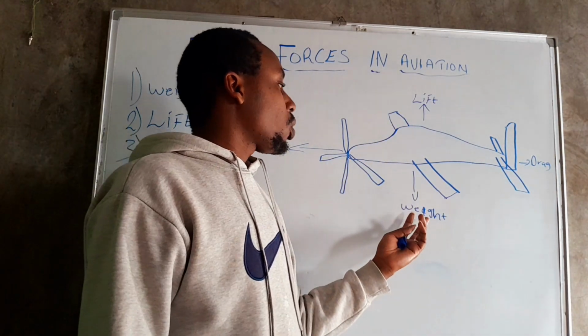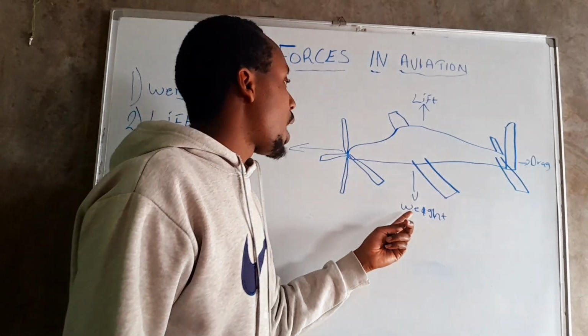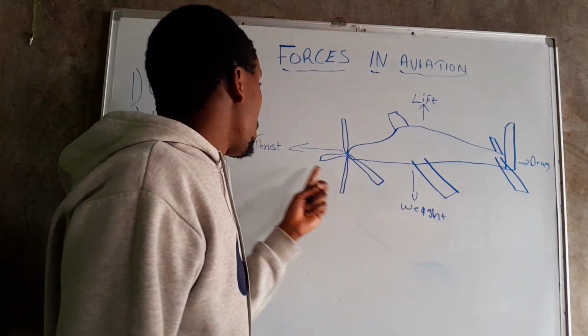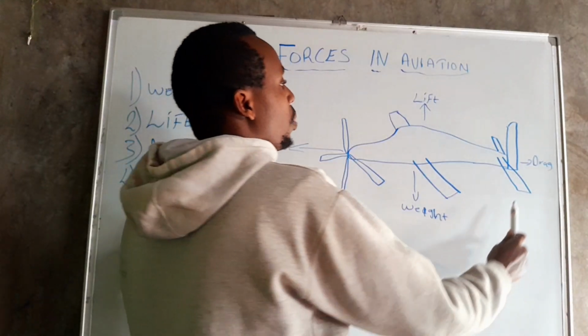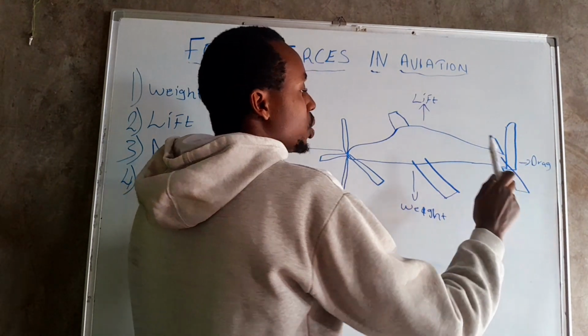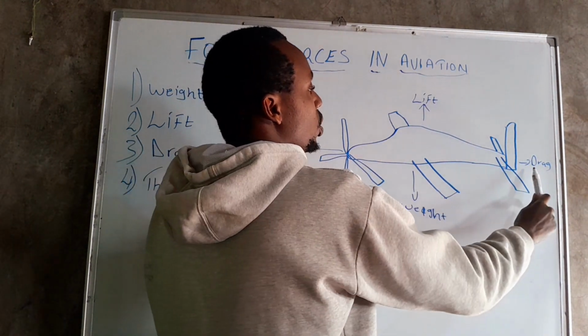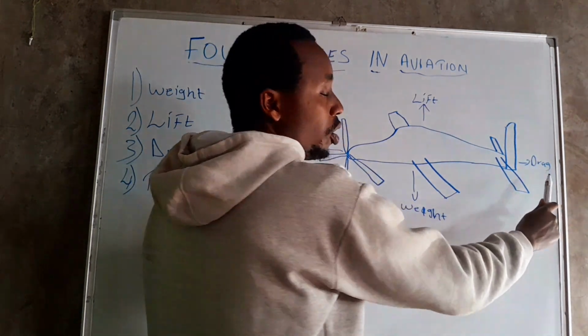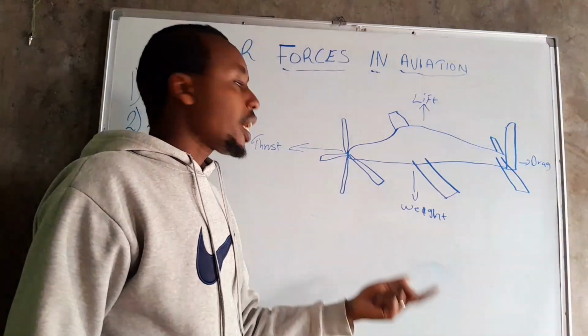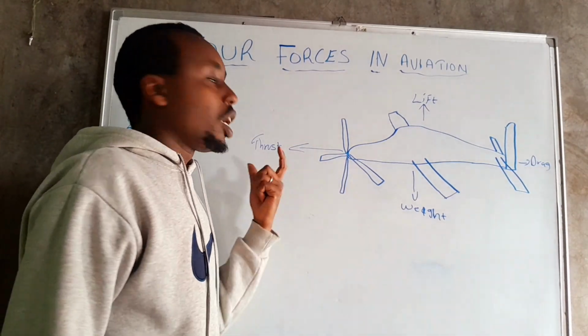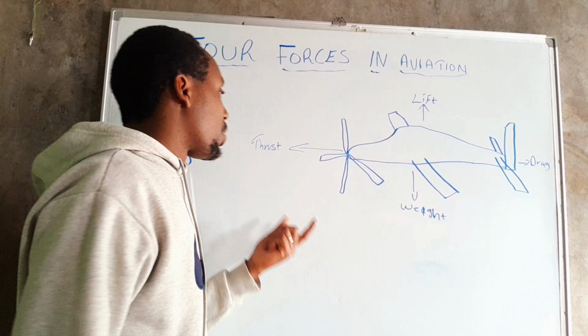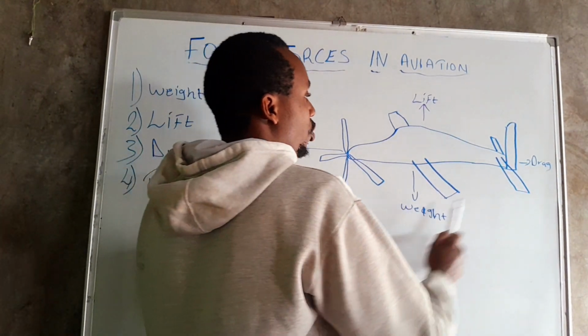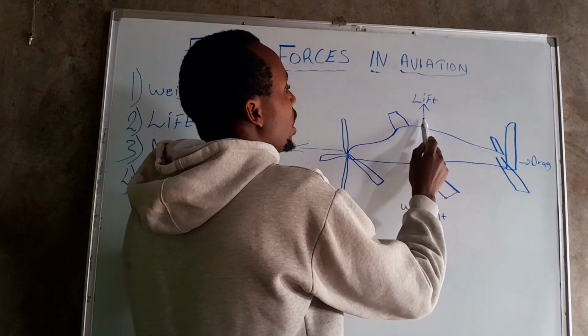It is the result of the weight of an aircraft. So for an aircraft to take off, we need more thrust that will compensate the drag, the weight that is going to be the result of a drag dragging us behind and making the aircraft not take off. And if we are able to overcome these two, we are going to have the lift.